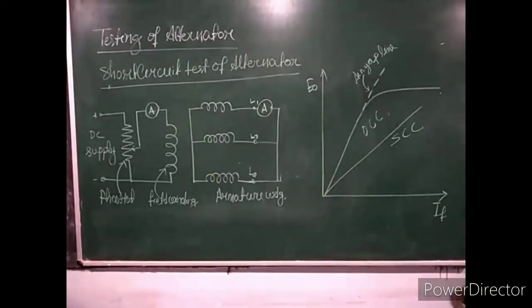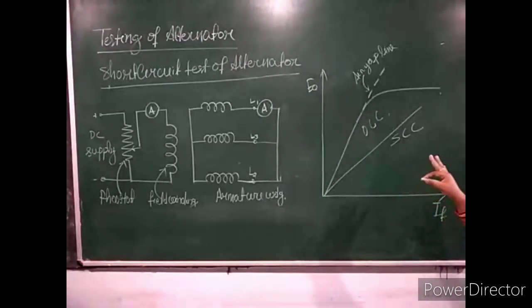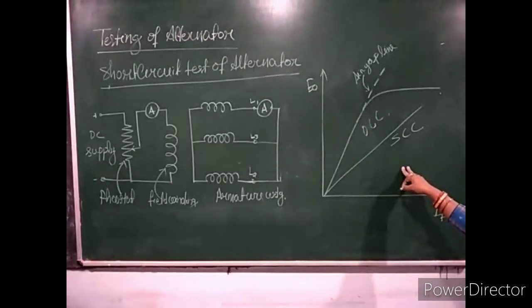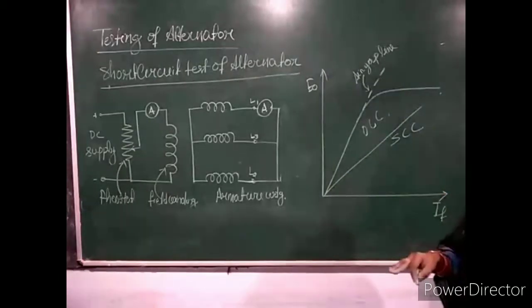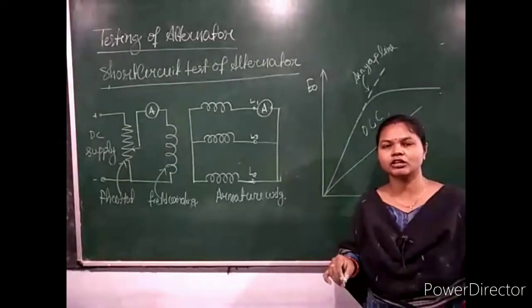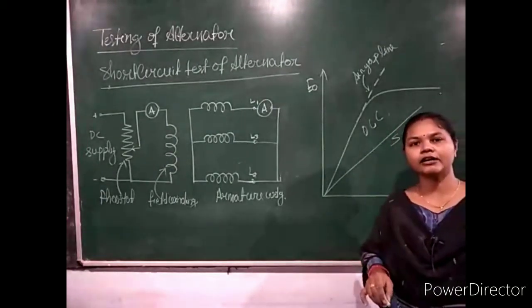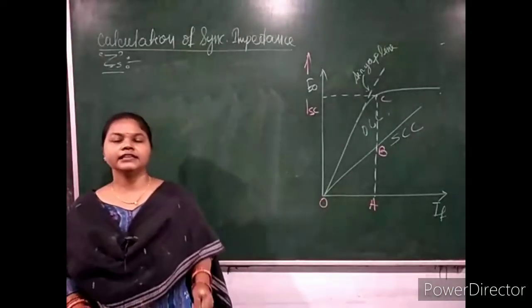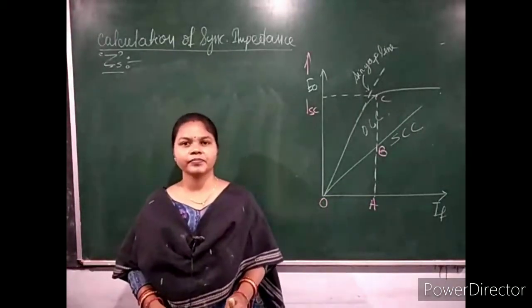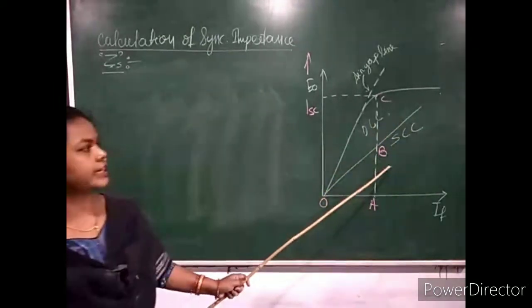My motive is to draw these two characteristic curves, open and short, in this single diagram to find the synchronous impedance. So up to this topic, students, you have learned how to perform the open circuit and short circuit test of an alternator. Next we discuss how to calculate synchronous impedance. Let us discuss how to find synchronous impedance from the open circuit and short circuit characteristics curves.